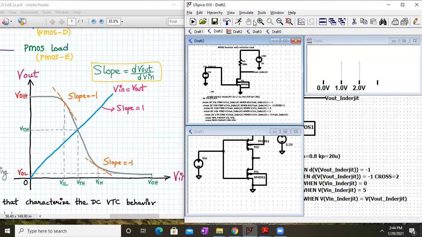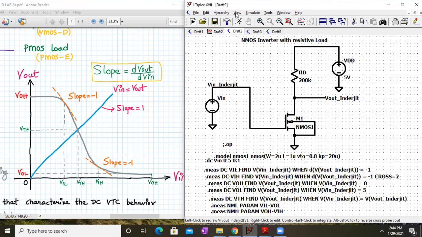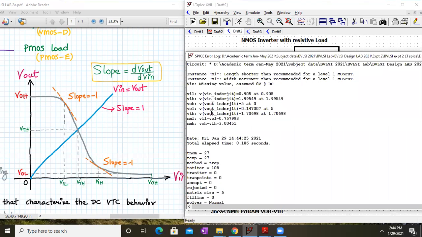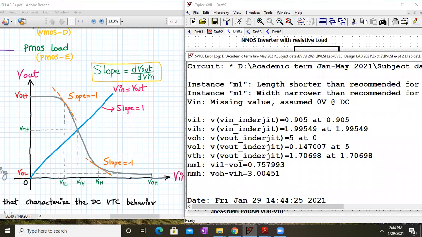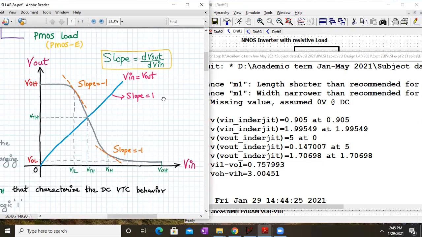So let us simulate, run. We got this characteristic. Now we can go back to the schematic, go to view, go to SPICE error log, and there you see all the parameters directly. VIL is 0.905, VIH is 1.99, VOH is 5, VOL is 147 millivolt, VTH is 1.7, noise margin low and noise margin high. You see we are getting unequal noise margins. So this is how we can directly get this, and you can substitute these values in the observation table.